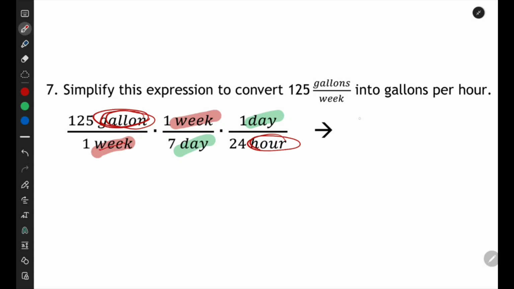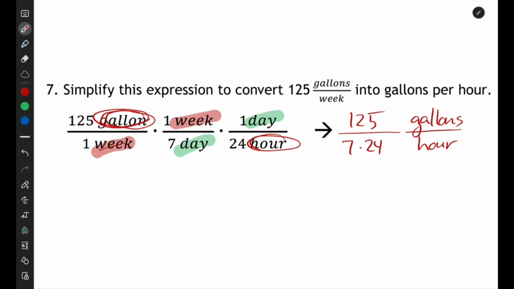What's the number? Well, the number is 125 in the numerator divided by 7 times 24. And the units there are gallons per week. Oh, no, gallons per hour. And unfortunately, I said I'm doing this test without a calculator. So there's no way I'm going to divide 125 by 7 times 24 manually. It would just be too painful.